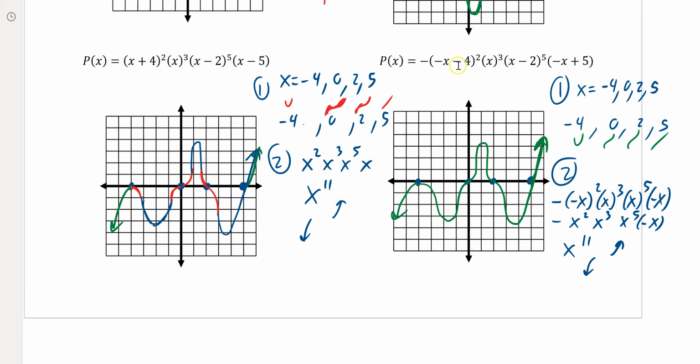Remember, this may look like a 4, but since there's a negative in front, if you solved it, it will give you negative 4. Just like this would give you negative 5. You're just plugging in the numbers that make it 0. So if you got this graph with this information, you're good.